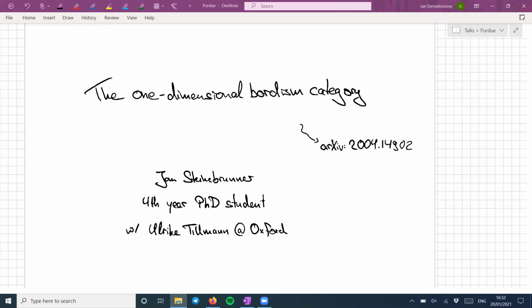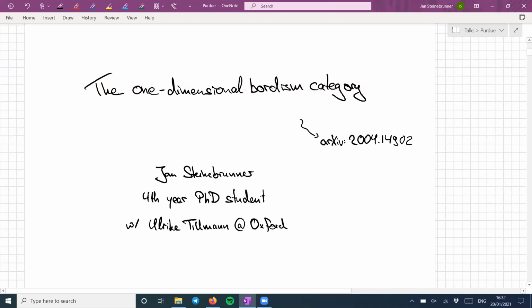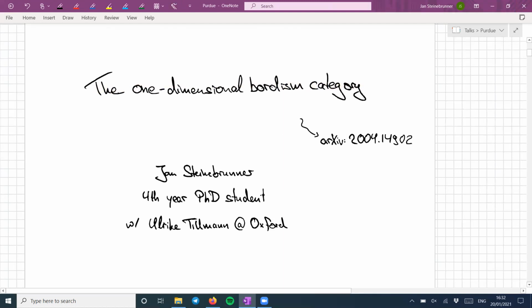All right, so let me start properly. I'm going to talk about the one-dimensional bordism category. When I say one-dimensional bordism category, I do mean that the morphisms themselves are one-dimensional. So this is really the bordism category in that dimension where you think that nothing exciting happens. It's all intervals and circles. You just glue them together and you get more intervals and circles.